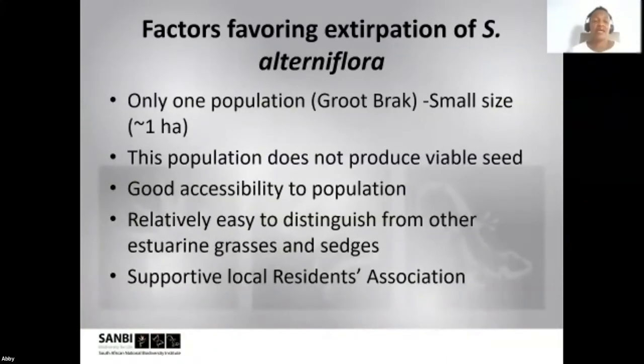More cool pictures. Okay, so factors favoring extirpation of Spartina alterniflora: number one, there's only one known population, and the size of this population is small. It occupies about 1 hectare. This population in Groenberg does not produce viable seed, which is great. The site is easily accessible, and it is also relatively easy to distinguish Spartina alterniflora from other estuarine grasses and sedges. And the amazing support we received from the residents is one of the things that contributed to the success of this project.